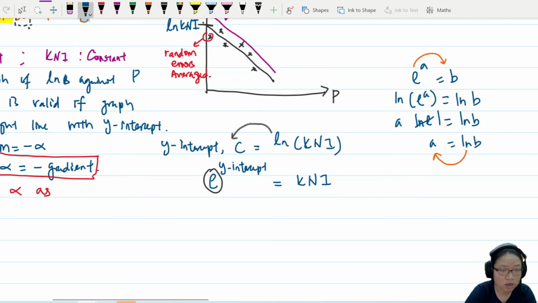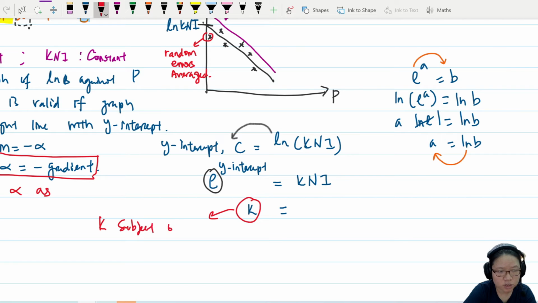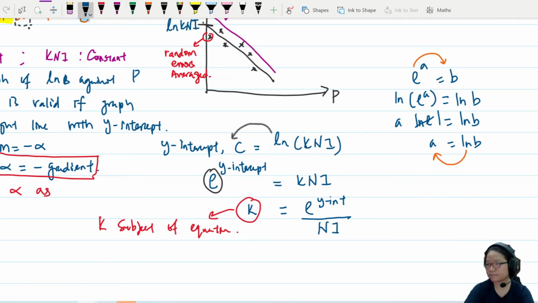Don't leave your answer like that. Oh, I know you have finished it. We are looking for k. Again, k must be the subject, the constant that you want to find, the subject of the equation. So from here, k will be equal to e to the power of y-intercept, I write short form, divided by n and I. Very important. Please write this in this format.